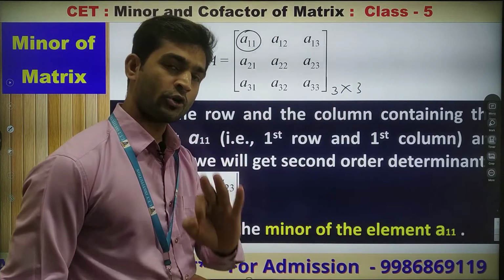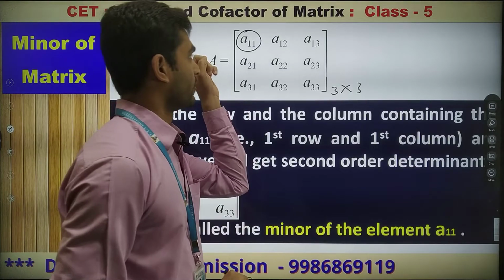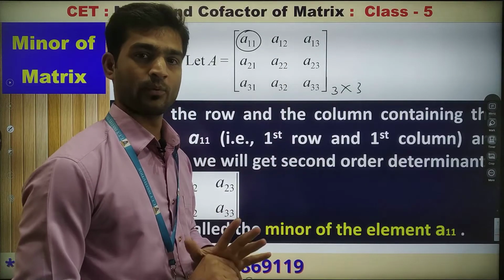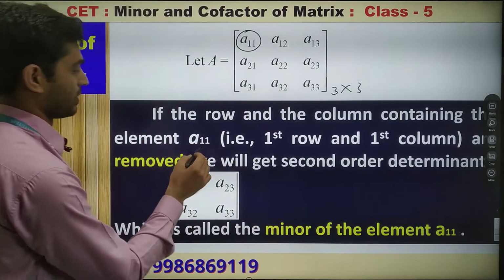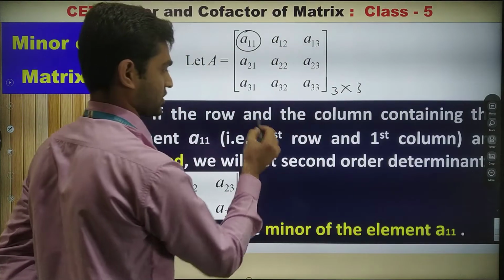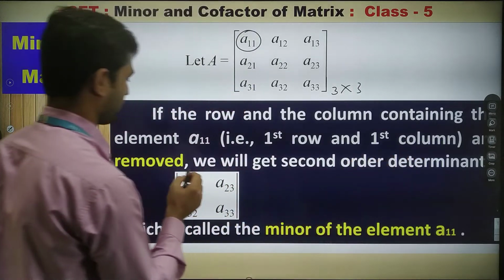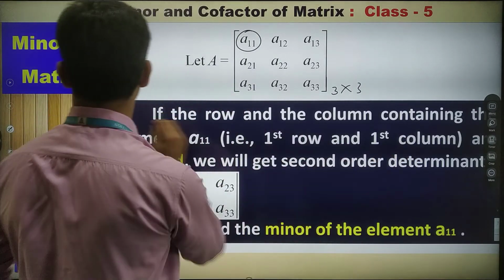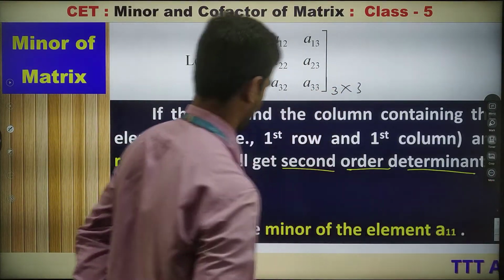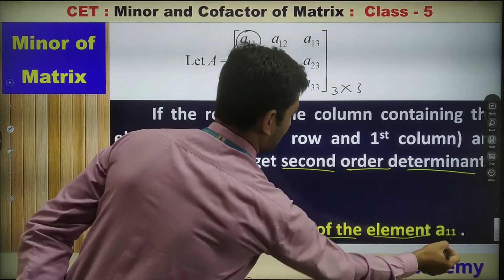Now if you want to write the minor, we are going to cancel the respective row as well as column. Suppose minor of a11: we have to cancel first row and first column. Observe here, cancelling first row and first column, we will get a second order determinant. That is called the minor of the element a11.